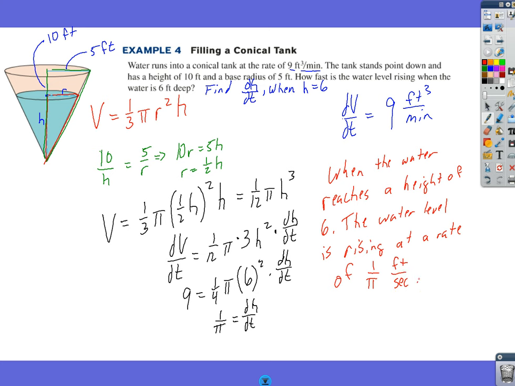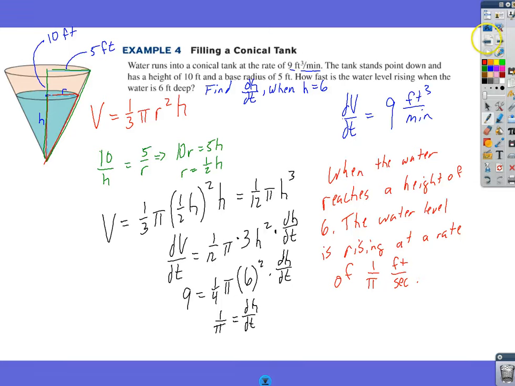Woo! Good problem. So let's review. I had to know what the volume was. I also had to remember about similar triangles. If you're dealing with a triangle in a problem, you're going to need to know about similar triangles and the Pythagorean theorem. Those are the two big things. All right, well, let's go on.